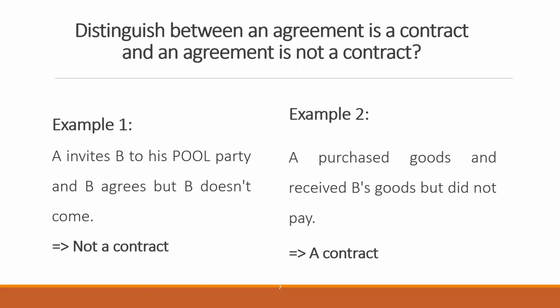Distinguish between an agreement in a contract and an agreement that is not a contract. Example 1, A invites B to his pool party and B agrees, but doesn't come. It's not a contract, simply an invitation. Example 2, A purchases goods and receives the goods but does not pay. It must be a contract.